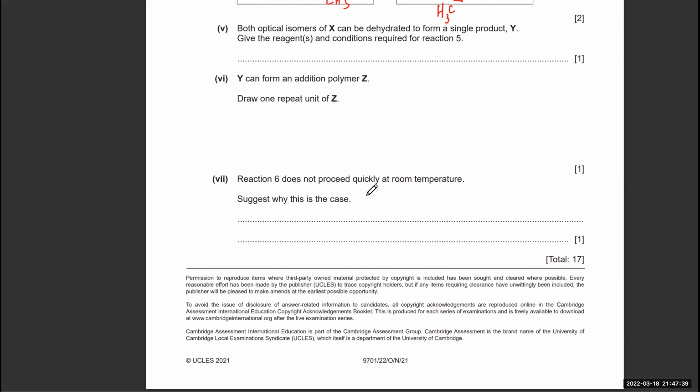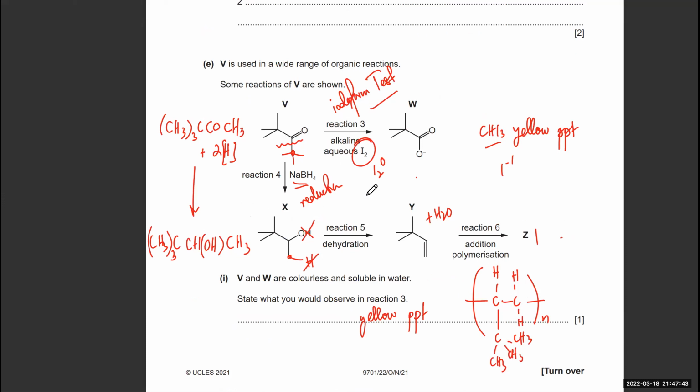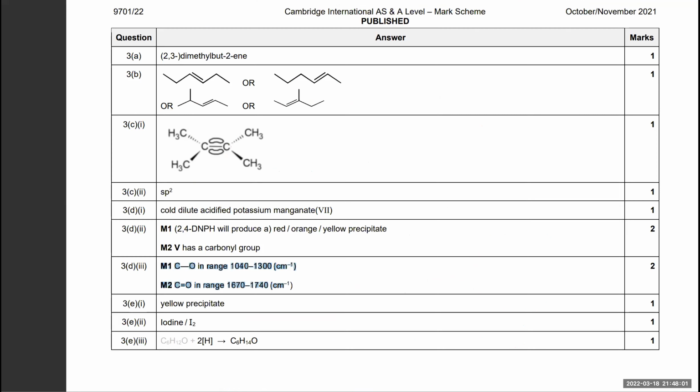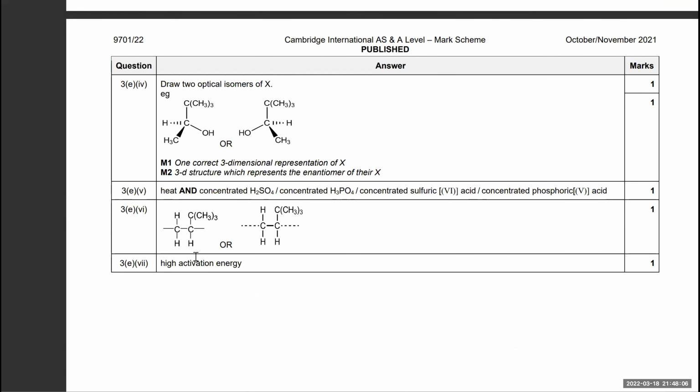The reaction does not proceed quickly at room temperature. Suggest why this is the case. So reaction number six. Why doesn't it proceed? I'm assuming there's no specific reason for that, probably not even in your course. So the only probable reason might be that it has high activation energy. So I can check the last part. Yes, that is the only probable cause for that.